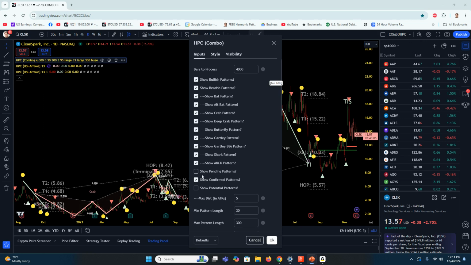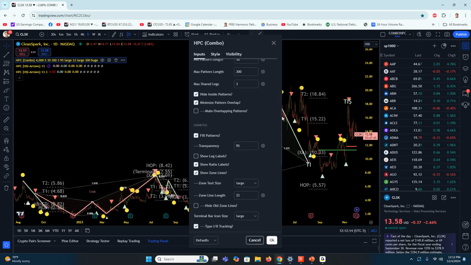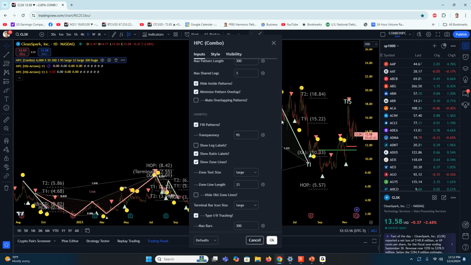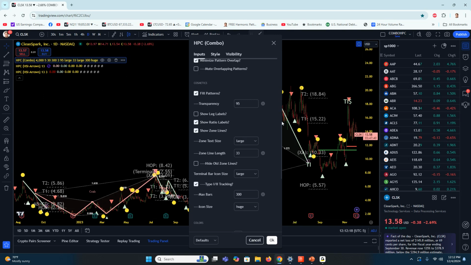Here's something to consider as well. I only look at confirmed patterns, but you can click on show pending and show potential. And as patterns are coming to completion, they will outline them. I prefer just to look at confirmed patterns because I believe there's enough time always in a setup where it's going to require several days or several bars before it's even an opportunity.